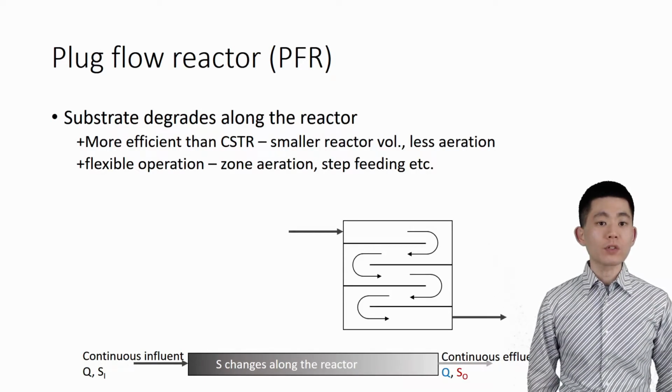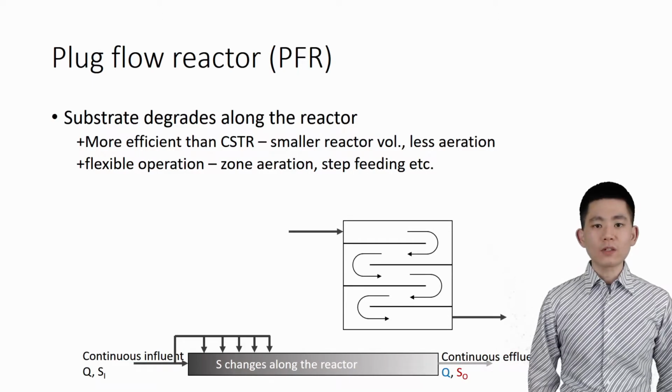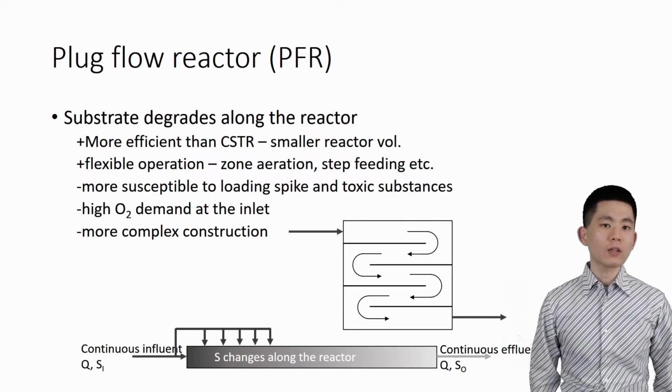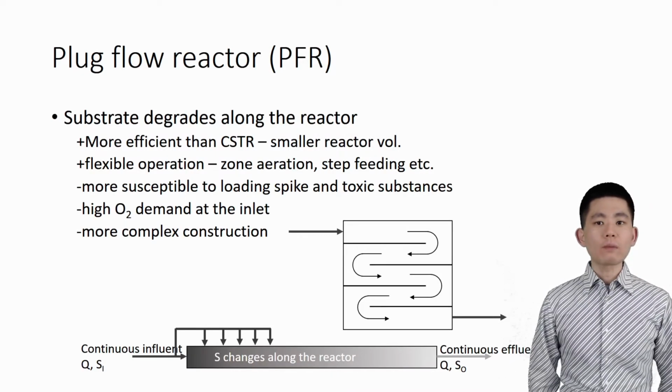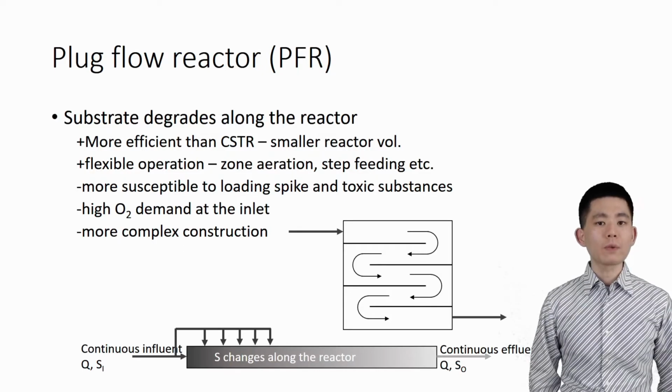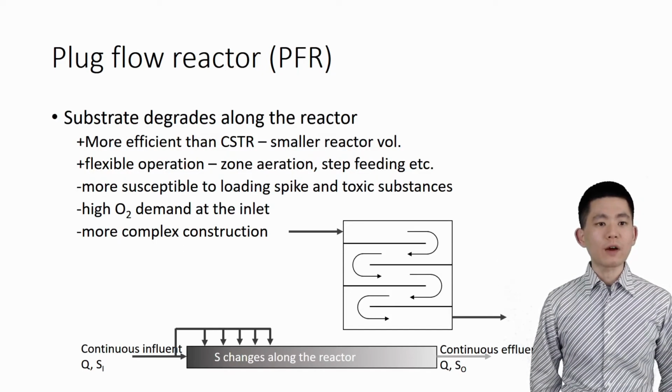PFR configuration also allows more flexible operations such as step feeding and zone aeration, which uses different aeration intensity at different zones based on the substrate concentration and biomass growth rate. But because there's no dilution like CSTR, PFRs are more susceptible to peak loadings of substrate or toxic compounds. The oxygen demand at the inlet can be very high, although this can be mitigated by step feeding. But because of the flexible control options, PFR also requires more complex construction and higher maintenance demand.